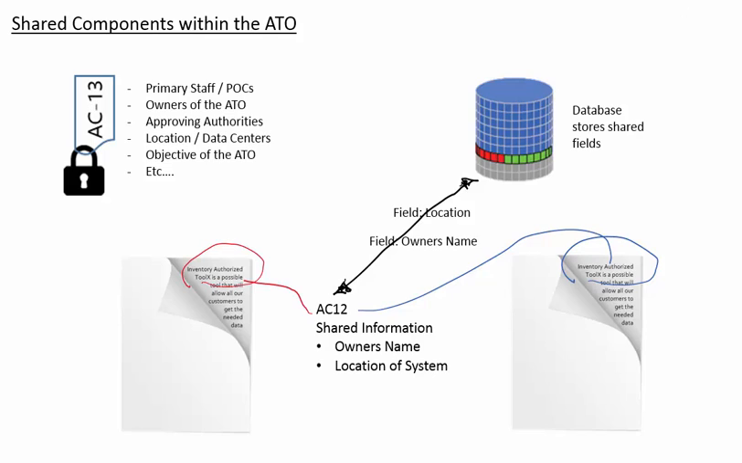Then when I fire up AC13, for example, I have shared data components within AC13 and all of my controls for that ATO. I want to be able to quickly edit it once and change it everywhere, or add it and have it add to everything. That's a repeatable and functional architecture for ATO.